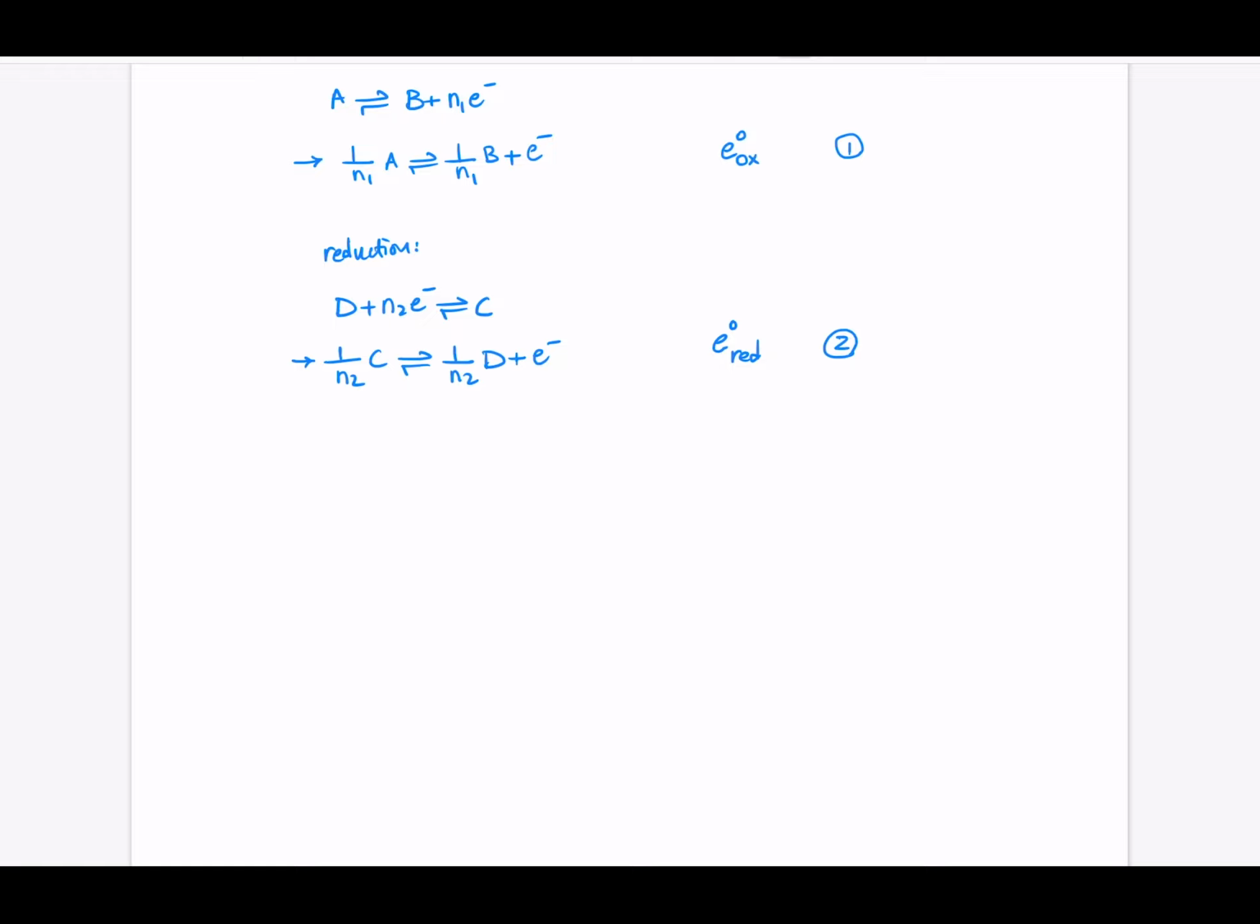So now we know that based on these two half reactions, we can make a redox reaction in which A is oxidized to B and D is reduced to C. But in order to write the standard overall reaction, we have to combine the two standard half reactions. So basically what we need to do is form the overall redox reaction, which is reaction 1 plus the reverse of reaction 2.